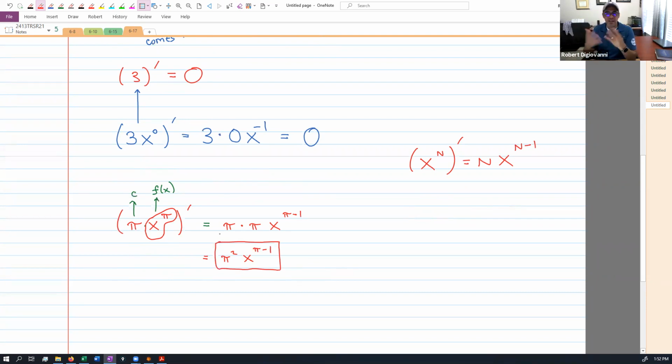Now pi minus 1, you can't really figure out what that is unless you want to use decimals, right? You could do pi on your calculator, subtract 1, but it's going to be an approximate. So I'm going to leave it just like this. This is the exact form of the answer. Okay, that's the constant multiple rule.